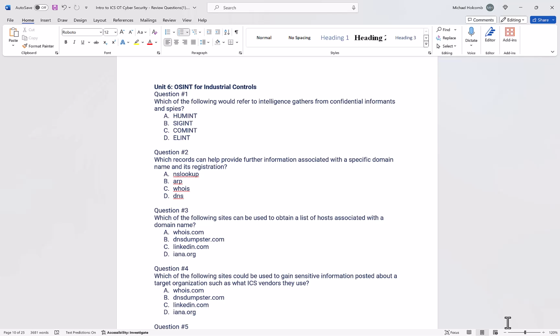But yeah, WHOIS. Question number 3, which of the following sites can be used to obtain a list of hosts associated with a domain name? And that was DNS Dumpster, right? DNS Dumpster is a great tool where you can put in a domain name, and at least by default, it'll show you 100 of the records.